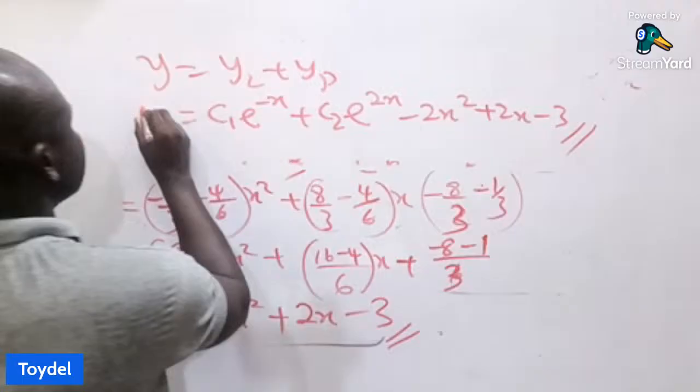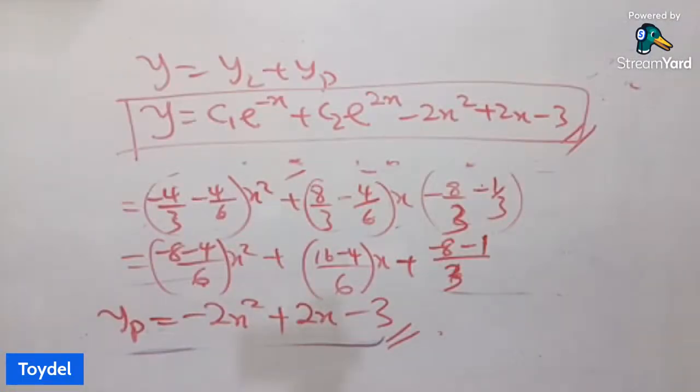If you compare this solution and the solution that we arrived at when we used method of undetermined coefficients, you realize that we get the same solution. But this method of variation of parameter is somehow lengthy. The process involved is longer than method of undetermined coefficients, but it has an advantage over it. As we proceed in this course, we are going to see the advantage. Thank you.